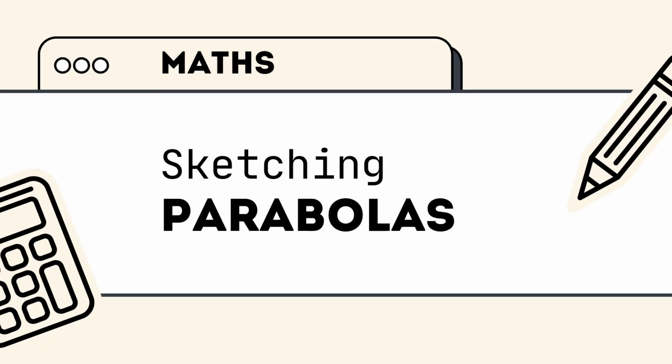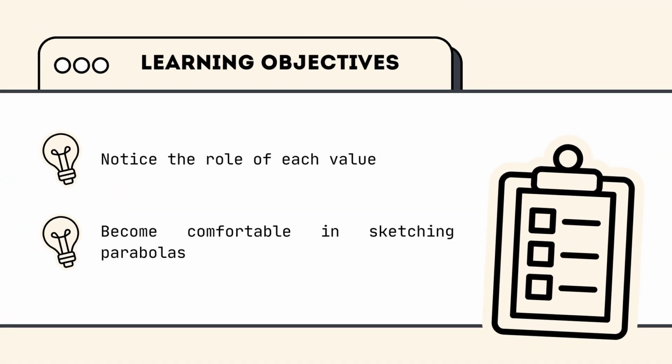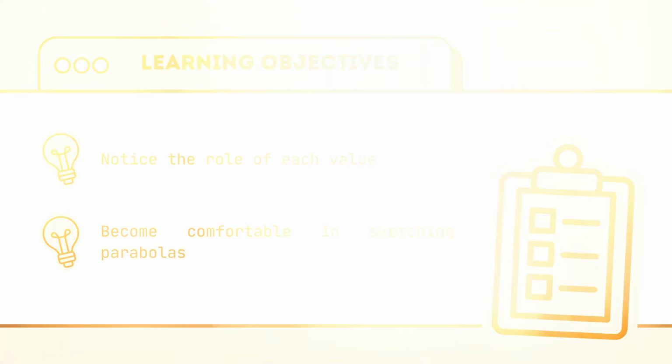Now it's time to practice. We'll try graphing these parabolas and see how each transformation affects their shape. As you practice, notice the role of each value and how it changes the graph.